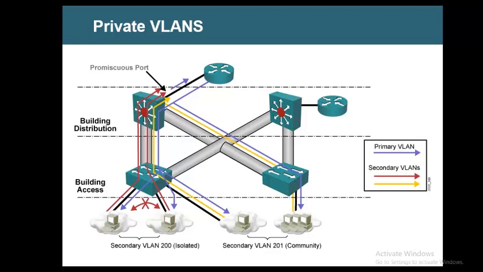VTP versions 1 and 2 will not propagate private VLAN. Only version 3 will propagate. That is what I was saying. Private VLAN and VTP have a connection. Version 3 is mandatory if you are expecting VTP to propagate everything properly.